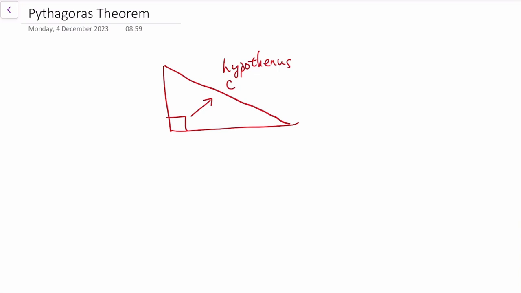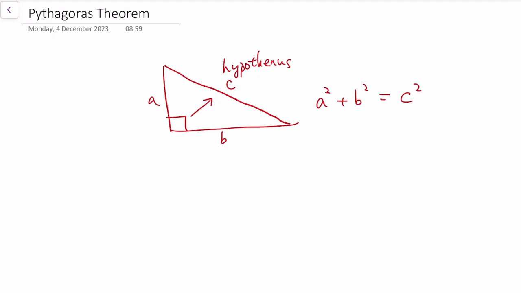And then for the other two sides, it doesn't matter. One is A, one is B, doesn't matter which is which. And Pythagoras theorem tells us that if you square the side length of A, plus the square of side length of B, it would equal to the side length of C squared.